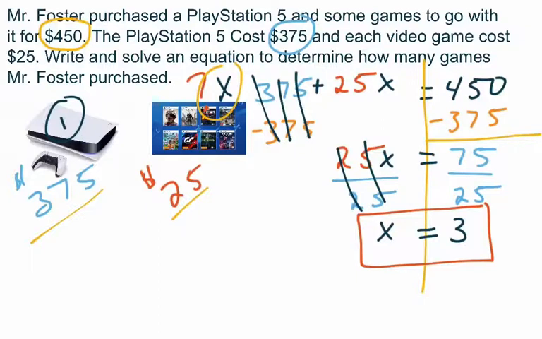So I purchased a PlayStation 5 for $375 and then 3 video games for $25, and that was the total of 450. So we took the information out of the word problem, wrote a one variable two-step equation, and then solved it like we've been practicing this week doing inverse operations.